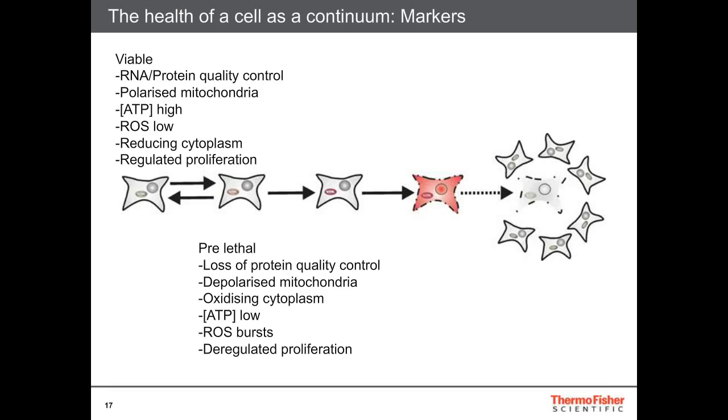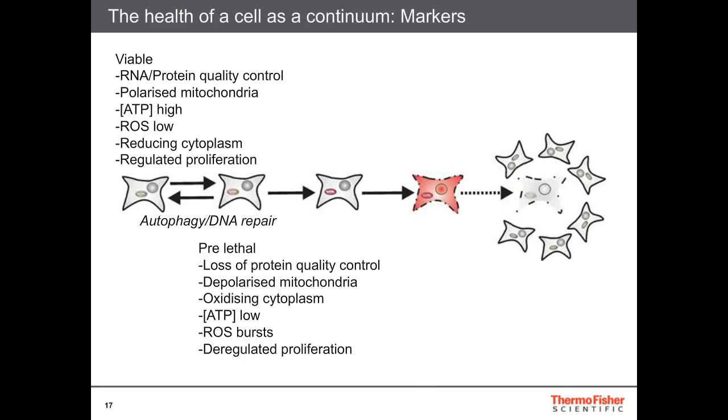Some of those signs that all is not well, or pre-lethal indicators, the kind of canary in the coal mine, as it were: a loss of protein quality control, depolarized or depolarizing mitochondria, an oxidizing cytoplasmic environment, which is often underscored by the production of ROS bursts, lower ATP concentrations within the cytoplasm, as well as deregulated proliferation.